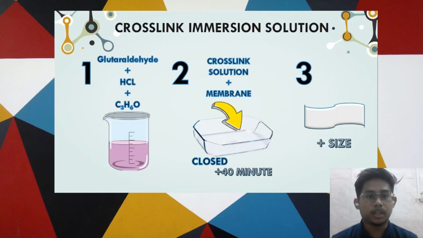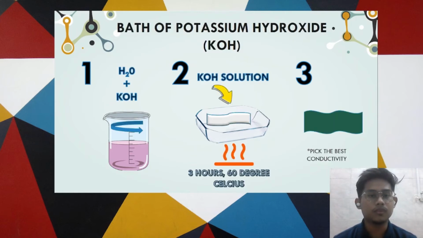And second is crosslink immersion solution. For this solution, we combine glutathione, hydrochloric acid, and acetone, and we transfer the solution and the membrane in the glass container, and we close for 40 minutes. And after 40 minutes, the size of the membrane become bigger.